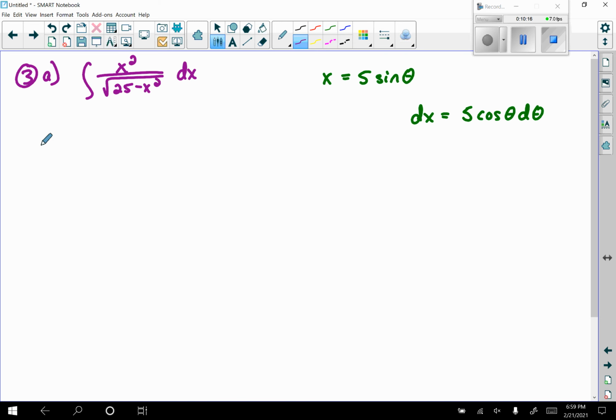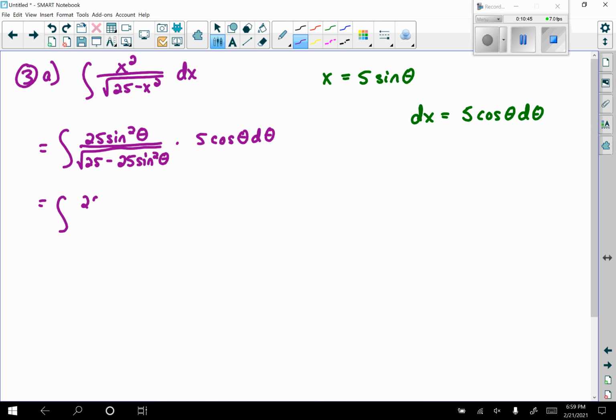And then we'll go ahead and replace all of our x's with 5 sine theta. So up top, we're going to get 25 times sine square theta. As I square 5 sine theta squared will give me 25 sine square theta. And then we have 25 minus, and again, if I square x, I get 25 times sine square theta. And then dx is equal to 5 cosine theta d theta.